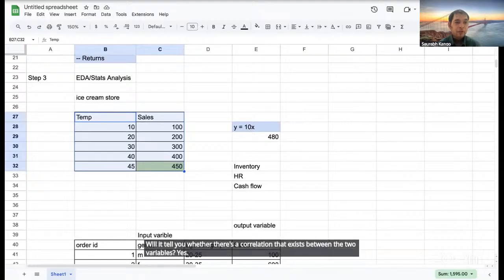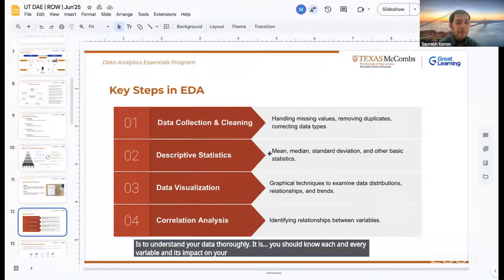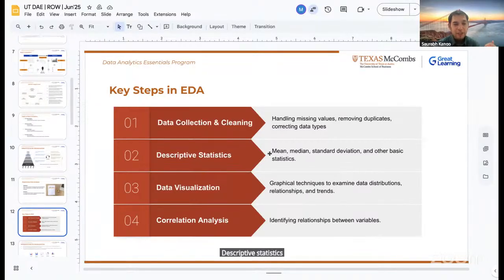Yes. So this is what you do. The idea here, in the EDA step, is to understand your data thoroughly. You should know each and every variable and its impact on your dependent variable, and you use data collection, descriptive statistics, visualization, and correlation as some of the steps for this.